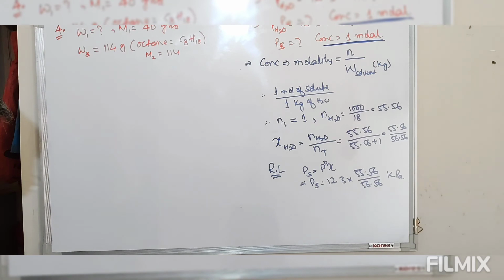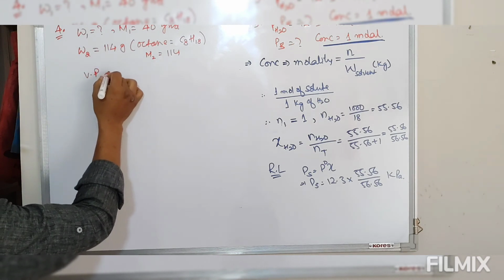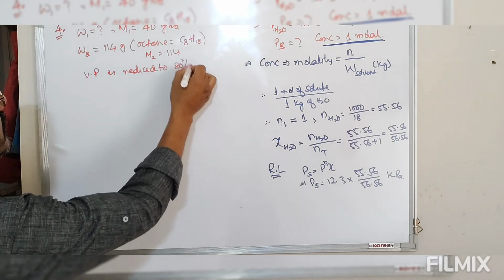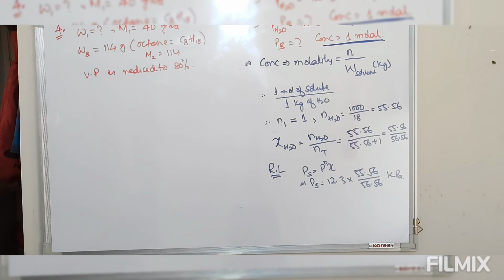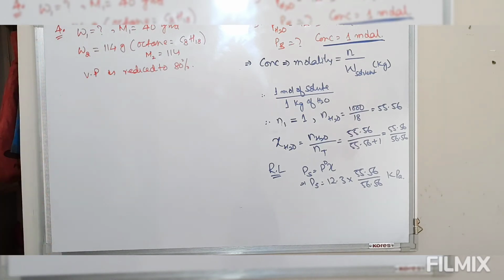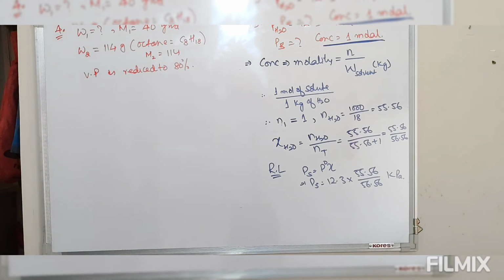Question says that the vapor pressure is reduced to 80% of the initial value. Initially we have pure octane, that is 114 gram. At a certain specified temperature it has some vapor pressure. Now to this we add W grams of a non-volatile solute whose molecular mass is 40 gram. Because of this addition of non-volatile solute, the vapor pressure of solution is reduced to 80% of the initial value. Then what is the mass of solute that has been dissolved?